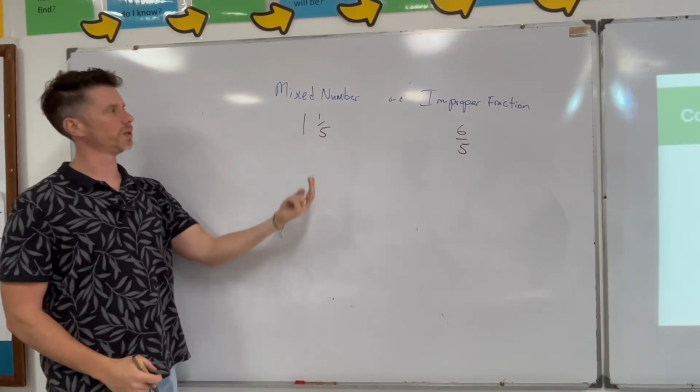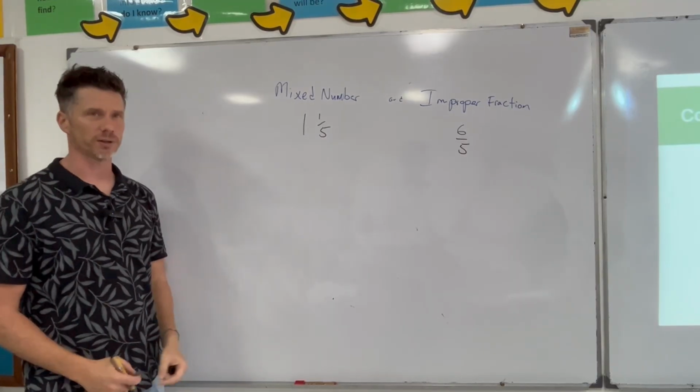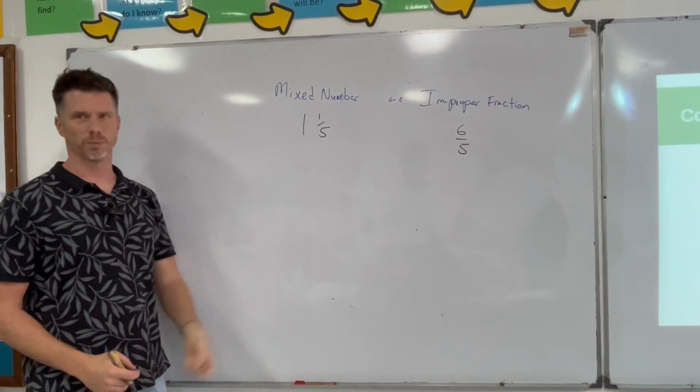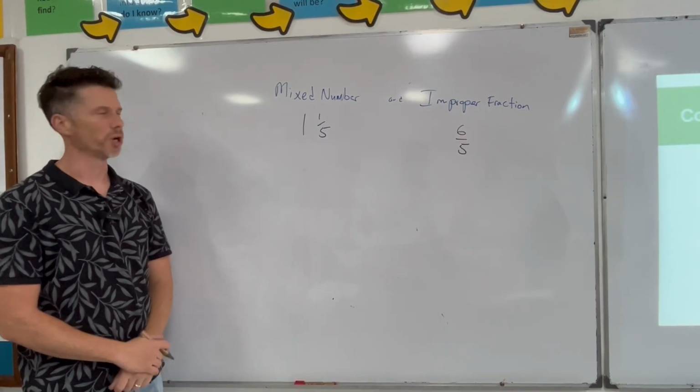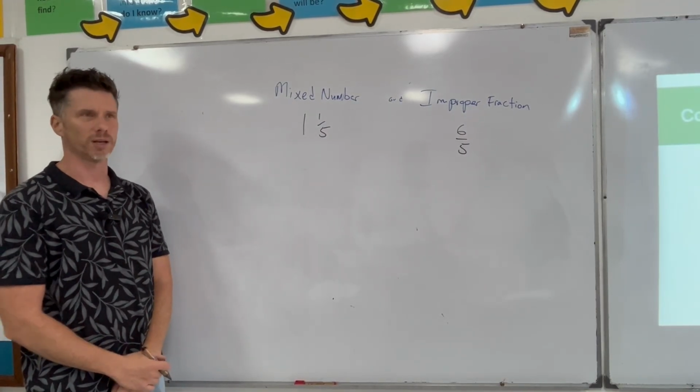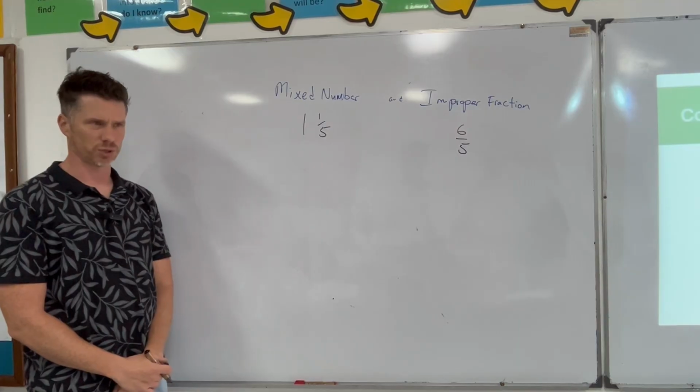A mixed number is when you have a whole number and a fraction together. Are they two different numbers? Is that just one number? No. Yeah, it's just one number, isn't it? It has one value. 1 and 1/5 is just one value.